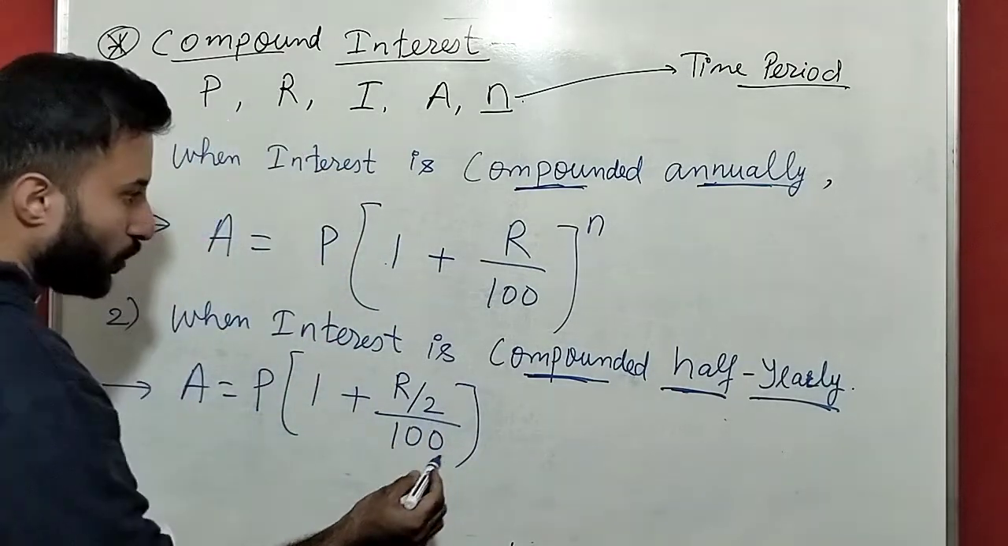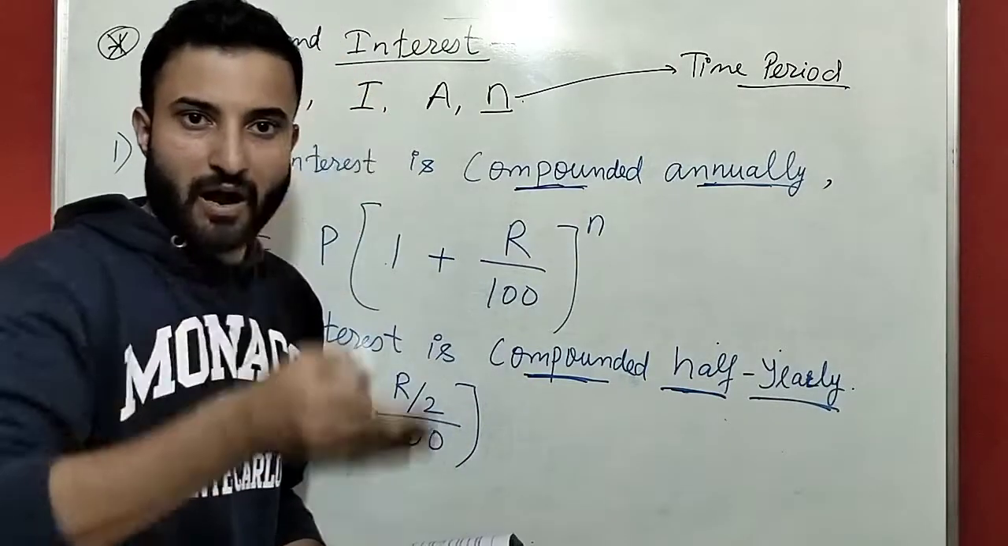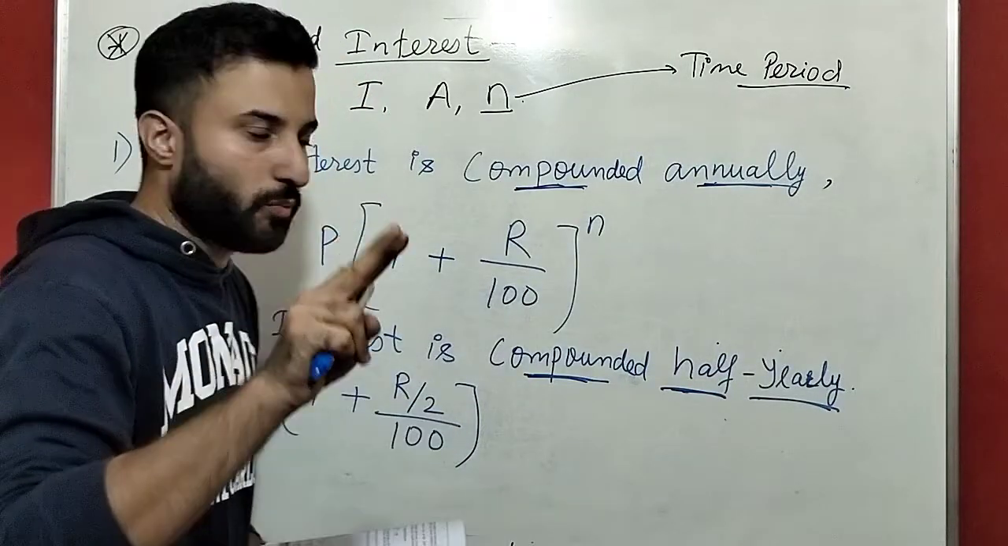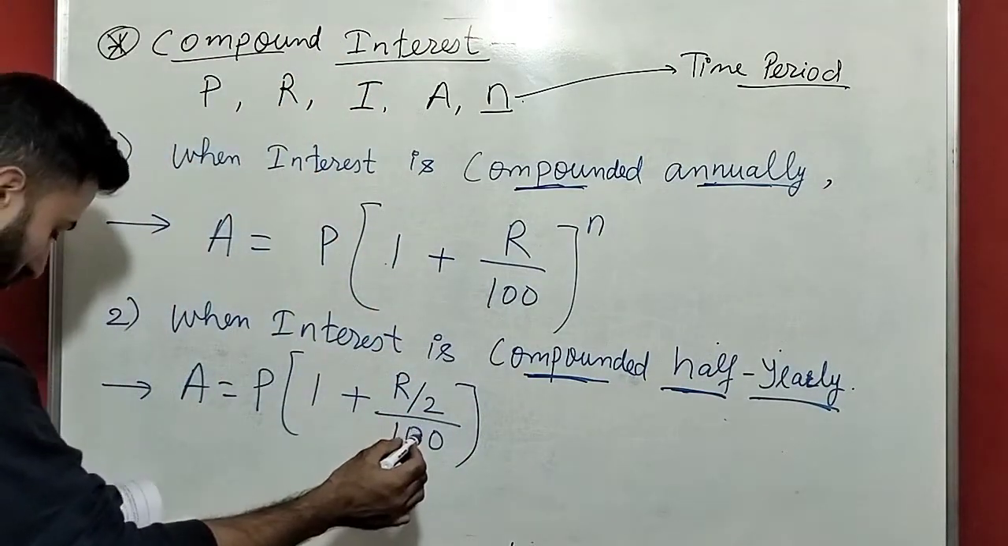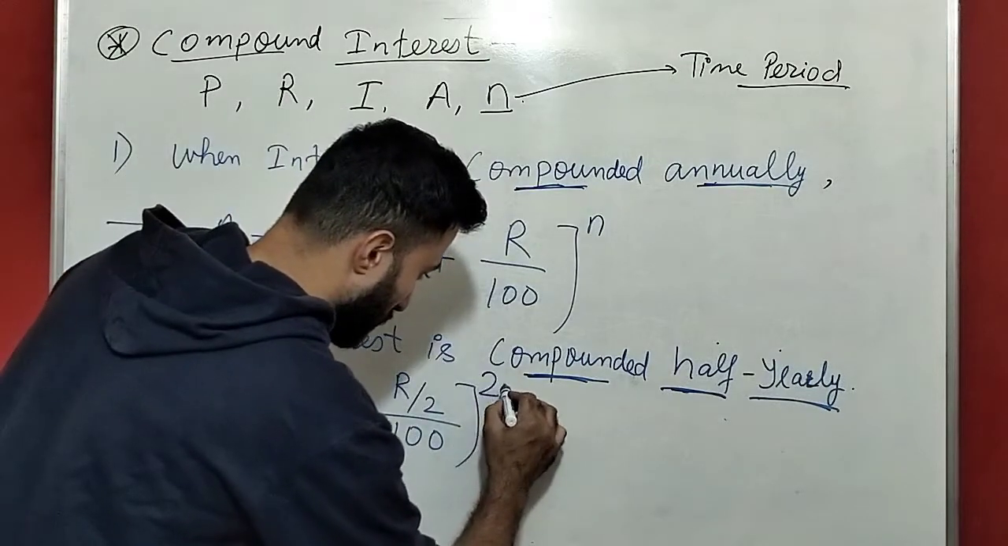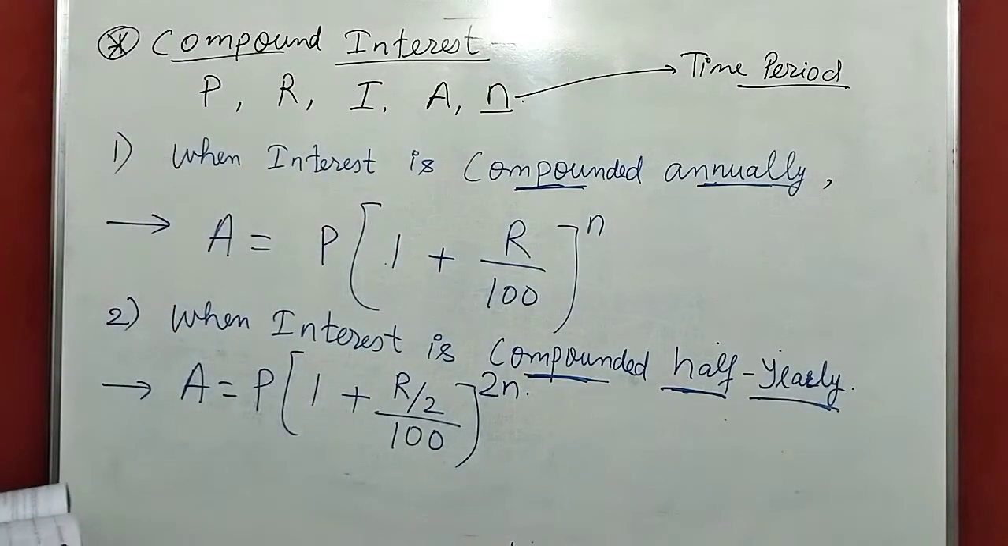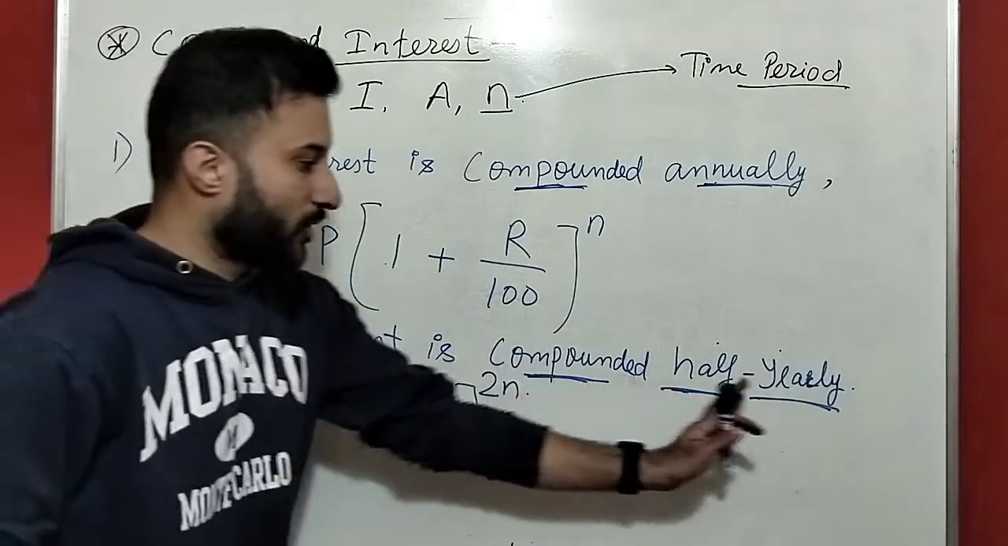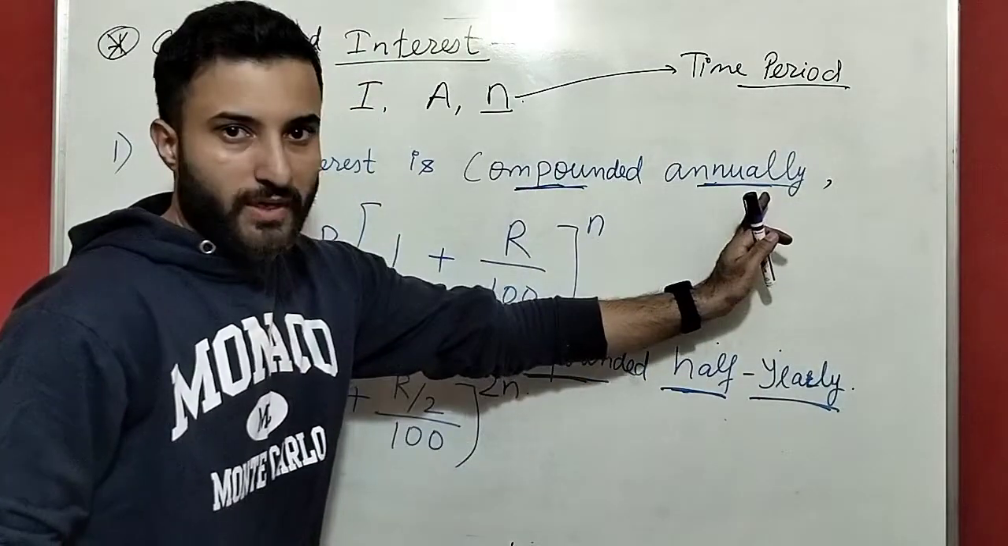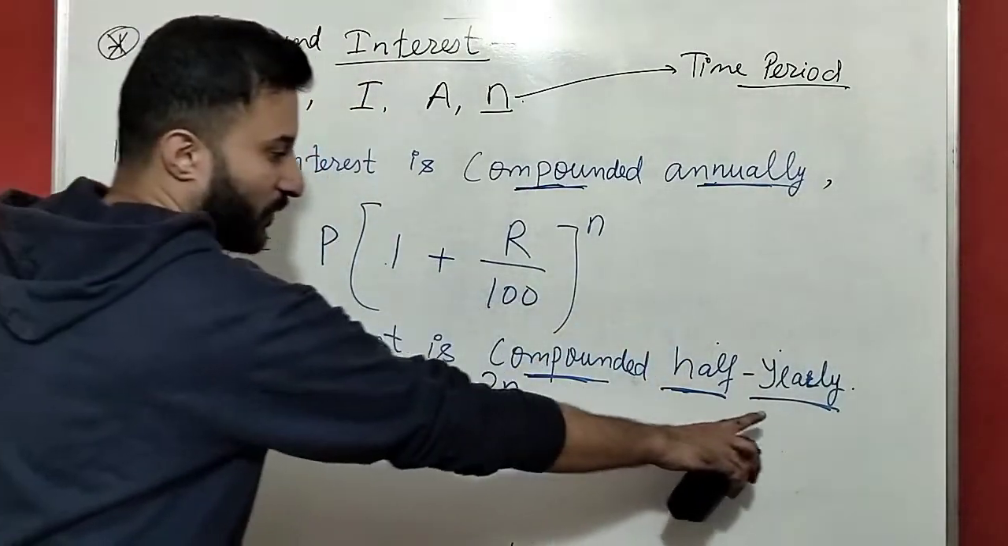This is why we divide by 2, because half year means divided into 2 parts. So it is r by 2 power 2n. This is for what? When interest is compounded half yearly. This is compounded annually, and this is compounded half yearly.